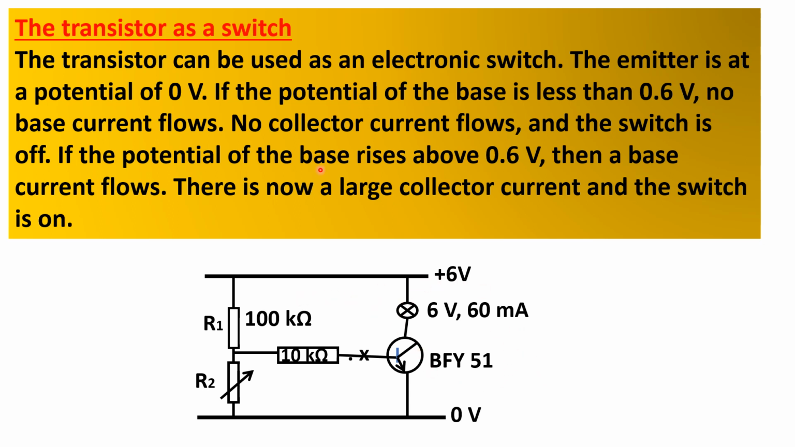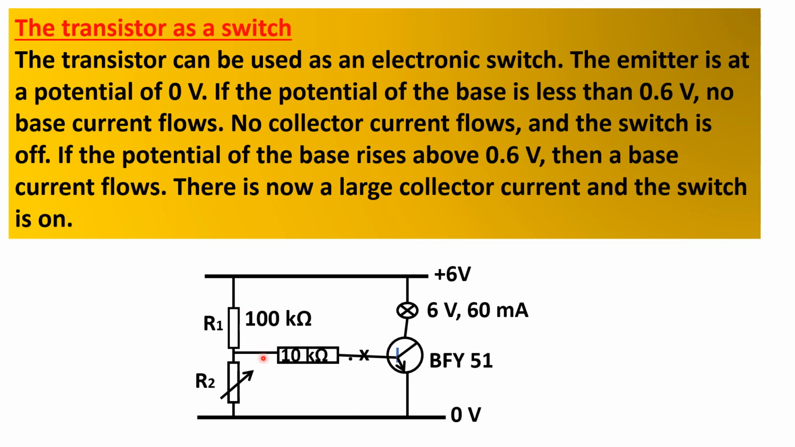If the potential of the base is less than 0.6 volts, no base current flows. No collector current flows, and the switch is off. If the potential of the base rises above 0.6 volts, then a base current flows. There is now a large collector current and the switch is on.